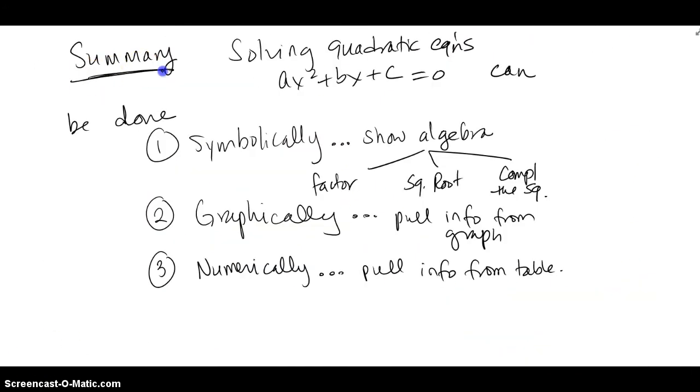So a quick summary of what we just did. Solving quadratic equations that have this form, of course, with a not equal to 0, can be solved by symbolically showing all the algebra: either factoring, square rooting both sides, or completing the square. Or you can do it graphically by just pulling info out of the graph like we did. Or you can do it numerically. If a table is given, you just pull info out from the table. So the main one we focused on was algebraically or symbolically, where you show all the work. These two can be done rather quickly from the graph or the table.